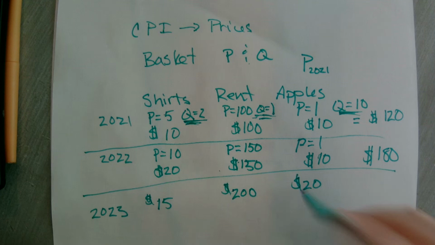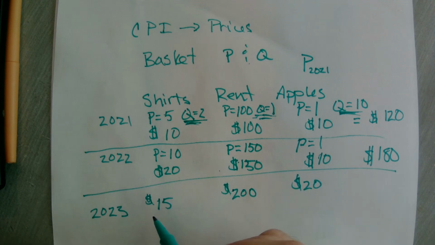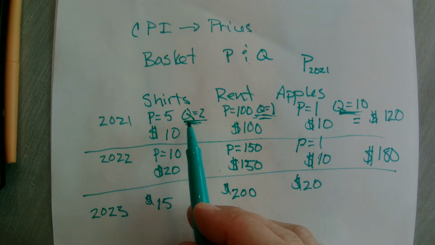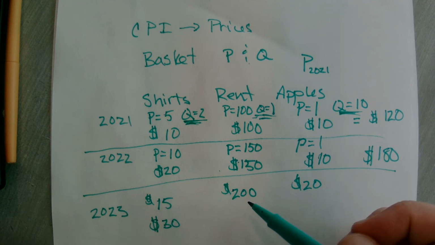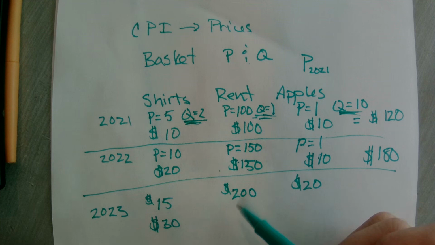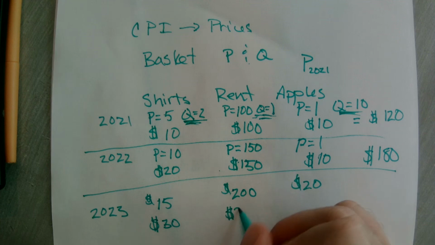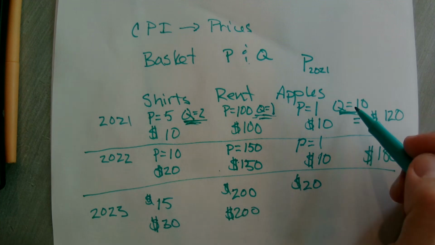So again, what's the price of our basket? Well, the cost of our basket is, again, we look at what's in our basket. Our basket has 2 shirts at $15. That's going to be $30 worth of shirts in our basket. We have 1 quantity of rent at $200, right? And we have 10 apples.